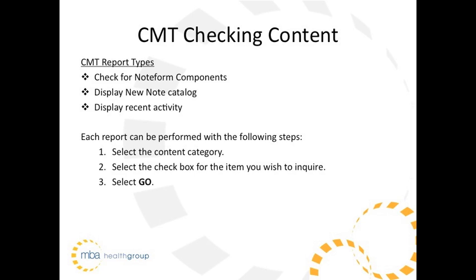Each of these reports can be performed using these three simple steps. Select the content category, select the checkbox for the item about which you wish to inquire, and select Go. It is recommended to select one checkbox at a time, as reports can take a long time to run.